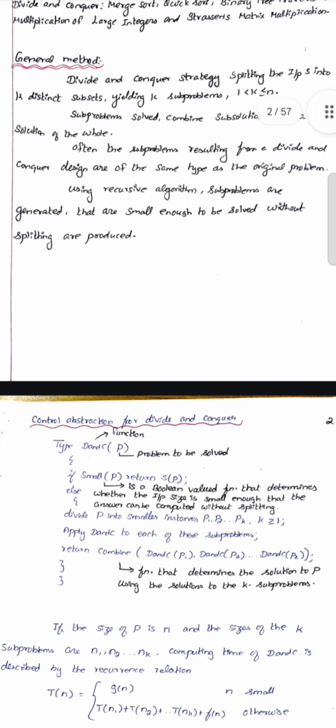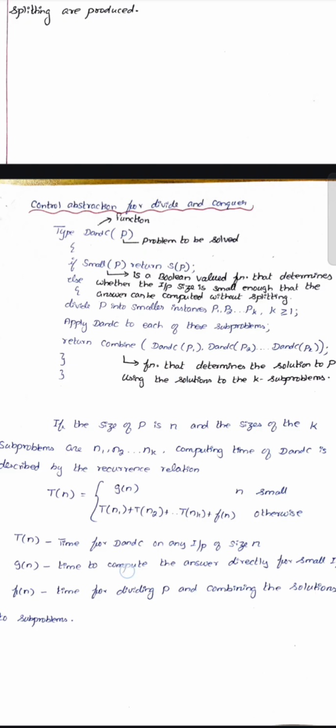Divide and conquer strategy: splitting the inputs into k distinct subsets, 1 < k ≤ n, yielding k subproblems. These subproblems are solved, and then the subsolutions are combined into a solution of the whole. Often the subproblems resulting from a divide and conquer design are the same type as the original problem. Using recursive algorithms, subproblems are generated until they are small enough to be solved without splitting.